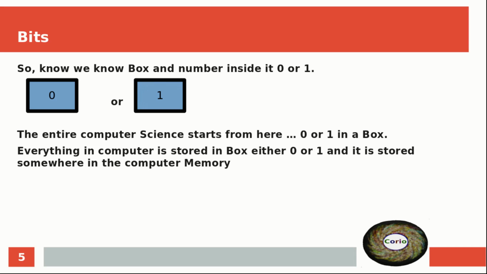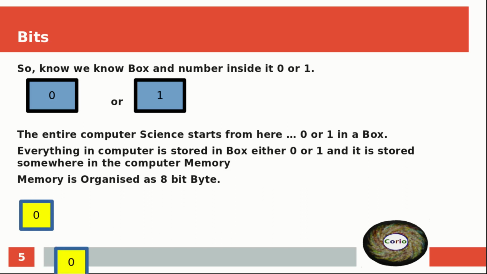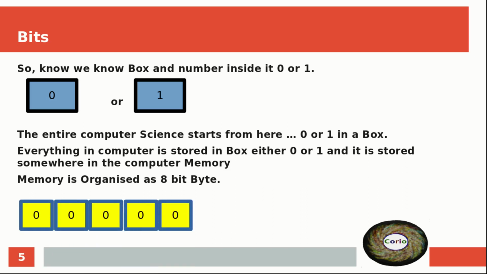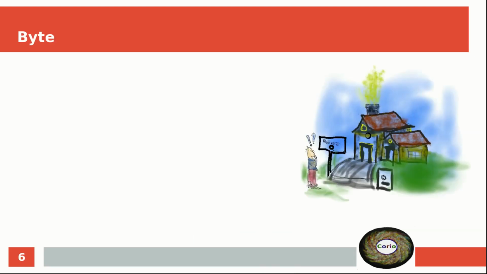When we go further into C and C++ and Java, we think every byte is boxes inside computer memory. Bytes, numbers, arrays, fundamental data types are all in boxes inside computer memory called heap and stack. Everything in computer is stored in box either 0 or 1 and it is stored somewhere in the computer. Memory. Memory is organized as 8-bit byte.